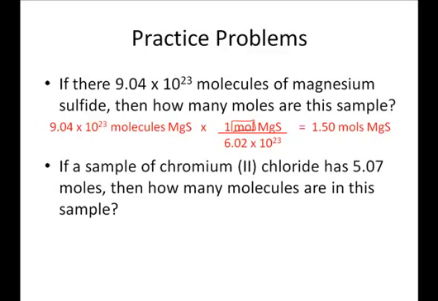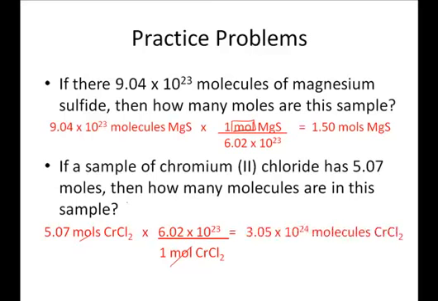Here's another problem. If a sample of chromium 2 chloride has 5.07 moles, then how many molecules are in the sample? Again, I start off with my given information, which was 5.07 moles. Put that on the starting point and put 1 mole on the bottom so that they cancel out. And when I do that, I get this as my answer. Again, abiding by significant figure rules.